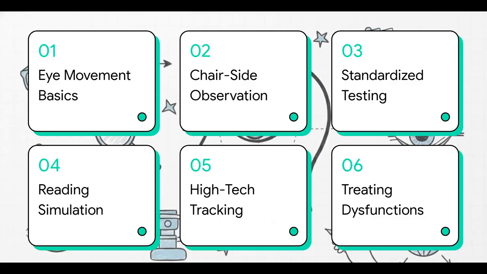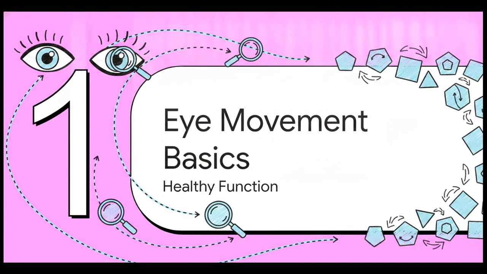Okay, here's our clinical roadmap for today. We're going to level up our diagnostic toolkit as we go. We'll start with the basics of eye movements, move on to simple chairside observation, and then get to standardized testing and grading. After that, we'll simulate the reading process, dive into some really cool high-tech eye tracking, and finally wrap up with how we actually treat these oculomotor dysfunctions. Let's jump right into the basics of eye movements.